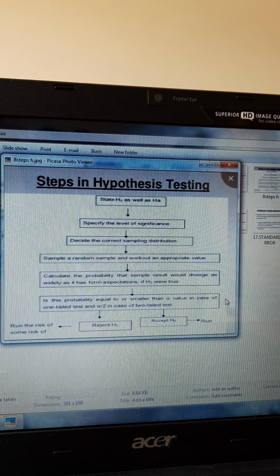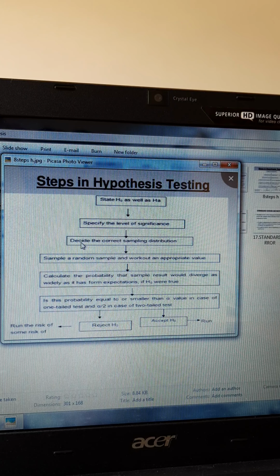Specify the level of significance. What is the level of significance? Whether your answer will be 99% right, because these are probabilities, right? There is no exact correct answer. What you can say is that up to 99% my answer will be correct. Okay, like that. So specify the level of significance, whether it is 0.99, 0.95, these are the standard levels that they normally keep, 0.90, like that.